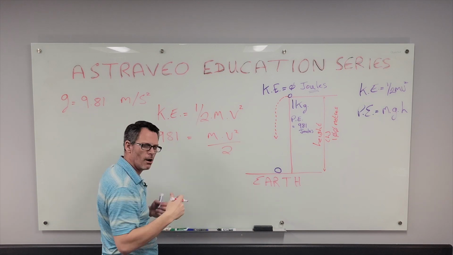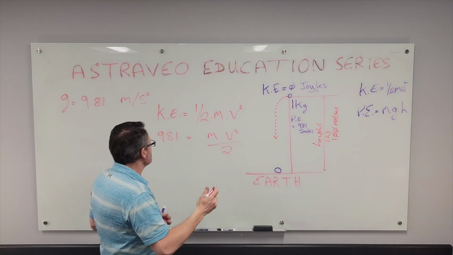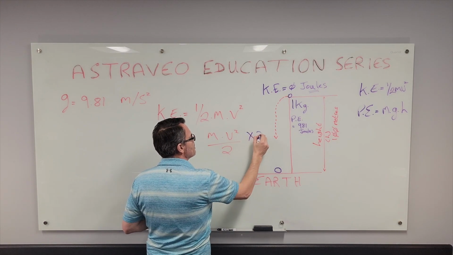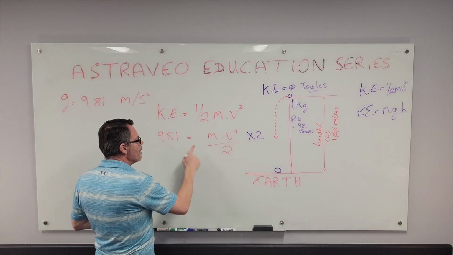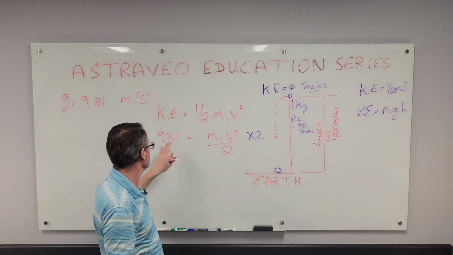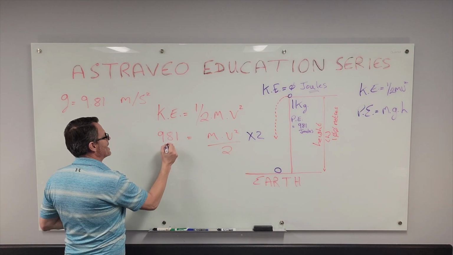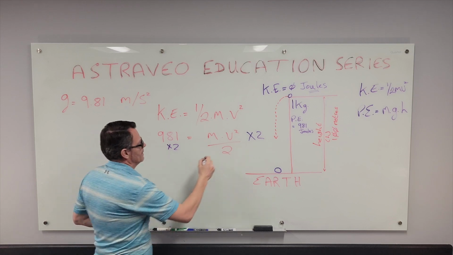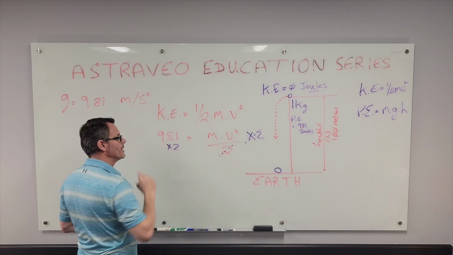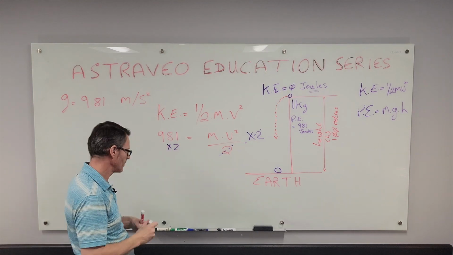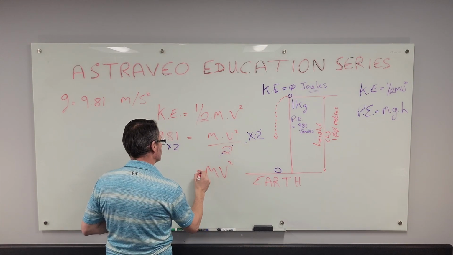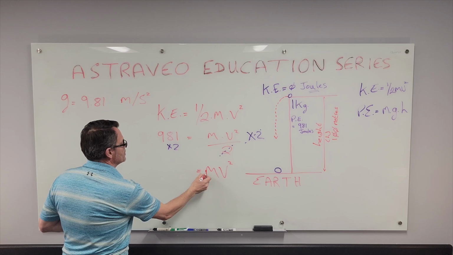This effectively is 1/2. Dividing something by 2 is a half. And an easy way to get rid of the 2 here is to multiply by 2, because these will cancel. But don't forget, with an equation with an equal sign, anything you do to one side of the equation, you have to do to the other. So this has to be times 2. As I said, these will cancel, and you're going to end up with mv squared equals 981 times 2.